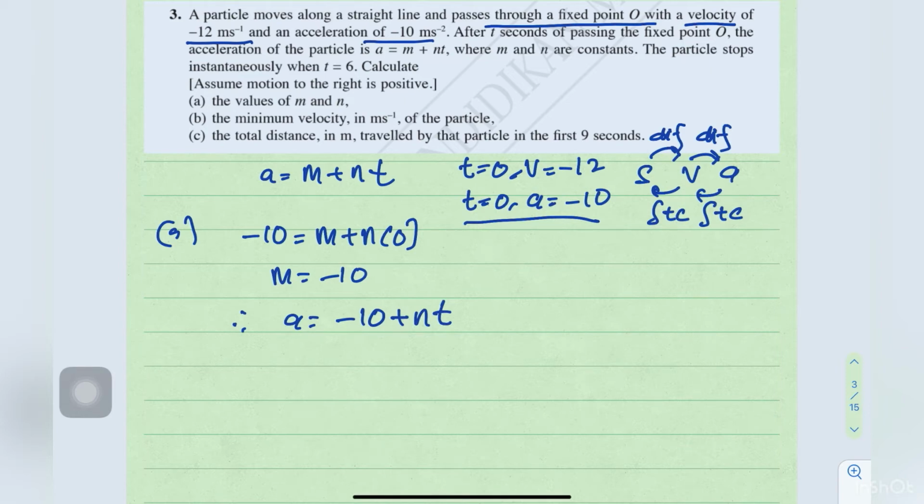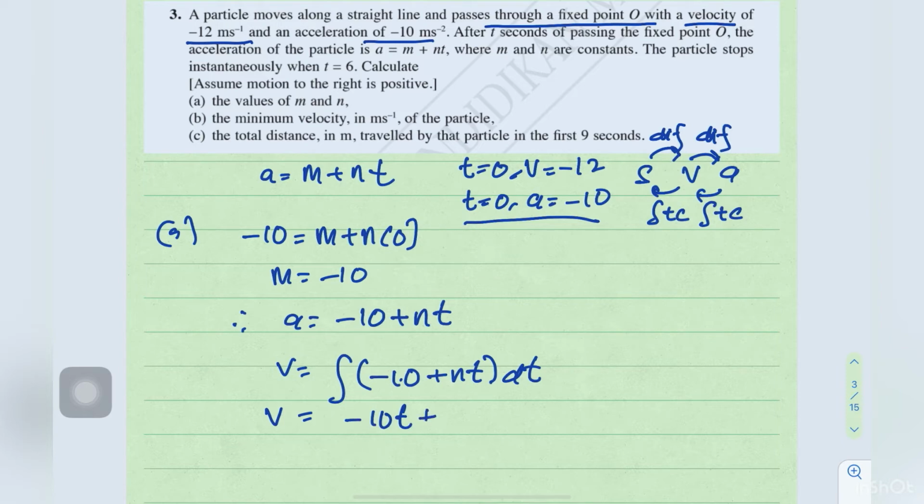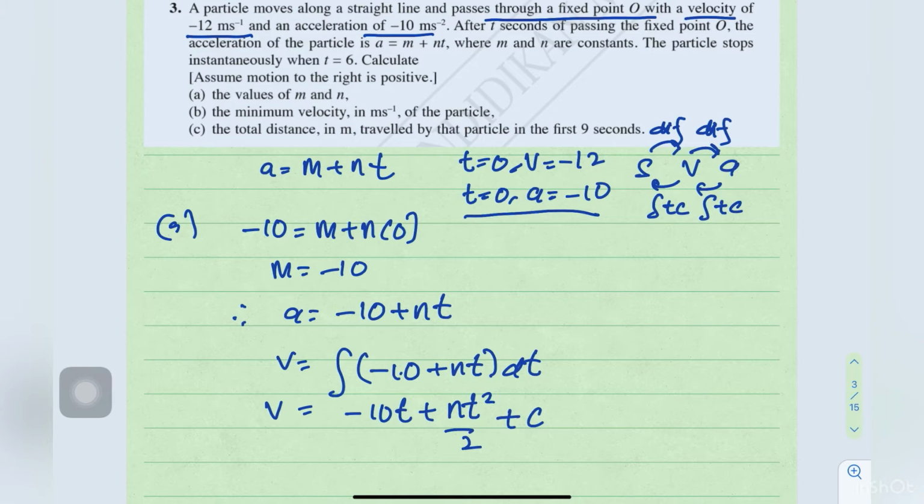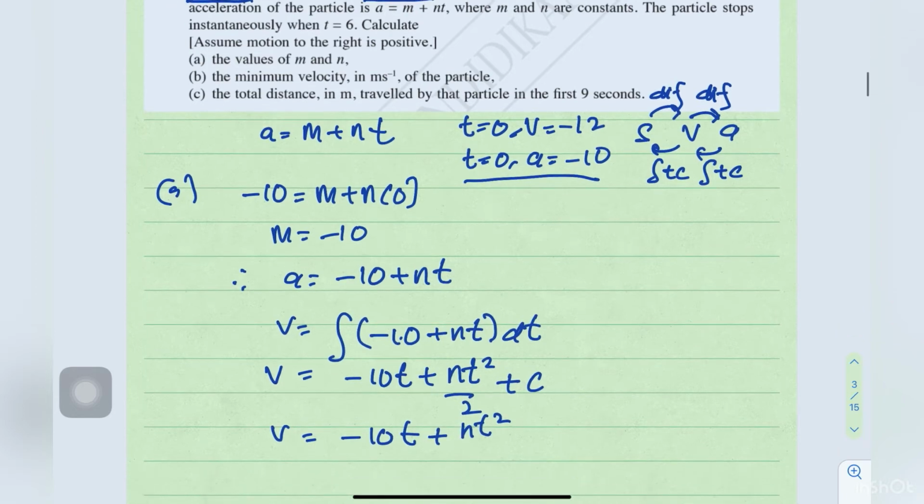So a equals negative 10 plus nt. Then, from a to find velocity, we need to integrate negative 10 plus nt with respect to t. So v equals negative 10t plus nt squared over 2 plus c. Initial velocity is negative 12, meaning that c is negative 12. So v equals negative 10t plus nt squared over 2 minus 12.